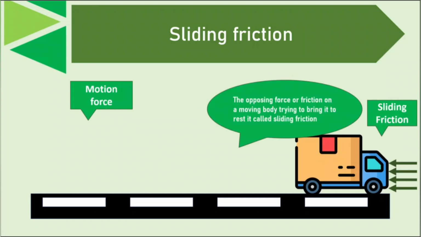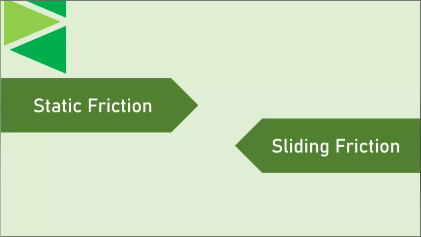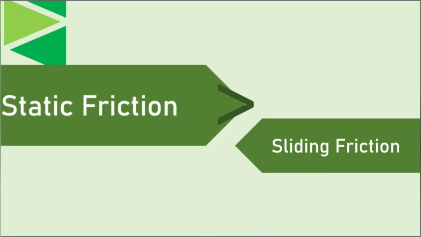So, the opposing force or friction on a moving body trying to bring it to rest is called sliding friction. So, the ultimate purpose of sliding friction is to bring the object to rest. And we don't want this to happen, so we need to keep on applying the motion force so that the body does not come to rest. Now, if we compare static friction to sliding friction, static friction is always greater in value because it is harder to start a body's motion compared to keeping it in motion.